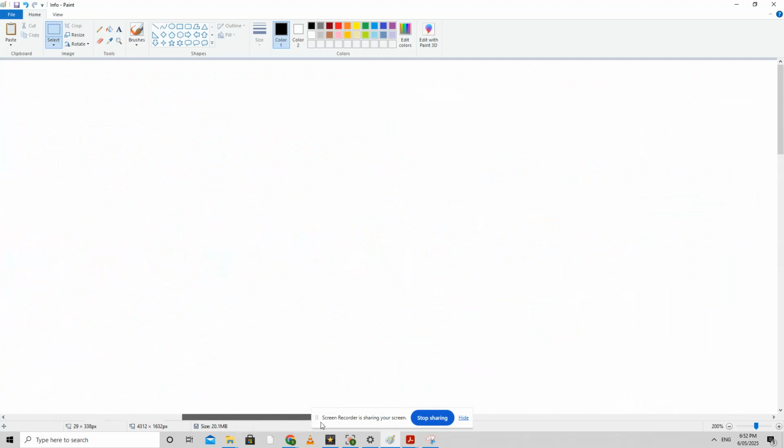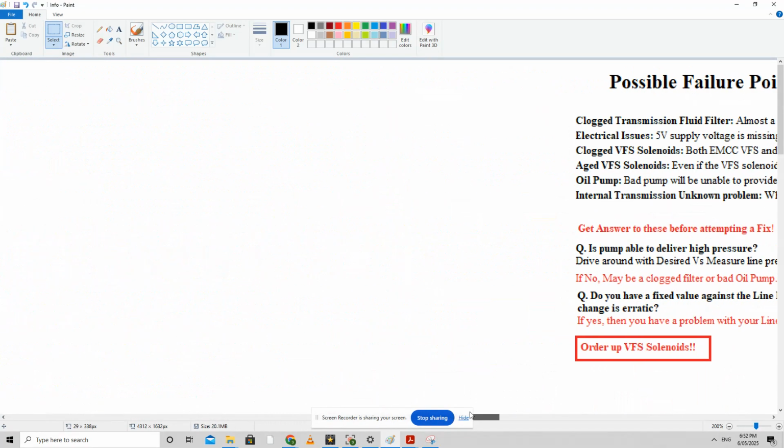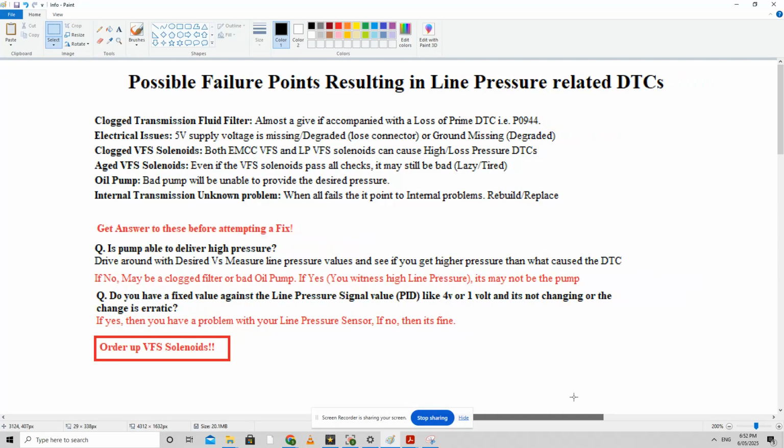So let's have a look at possible failure points resulting in line pressure related DTCs. The first one and the most important is the clogged transmission fluid filter. It's almost a given if accompanied by a loss of prime DTC, which is P0944. So if you have a line pressure related code and you have P0944, the first thing you should do is change the filter. If the filter is clogged, it makes sense that the oil pump is not able to build enough pressure, and that is why the line pressure monitored by the transducer is not sufficient.